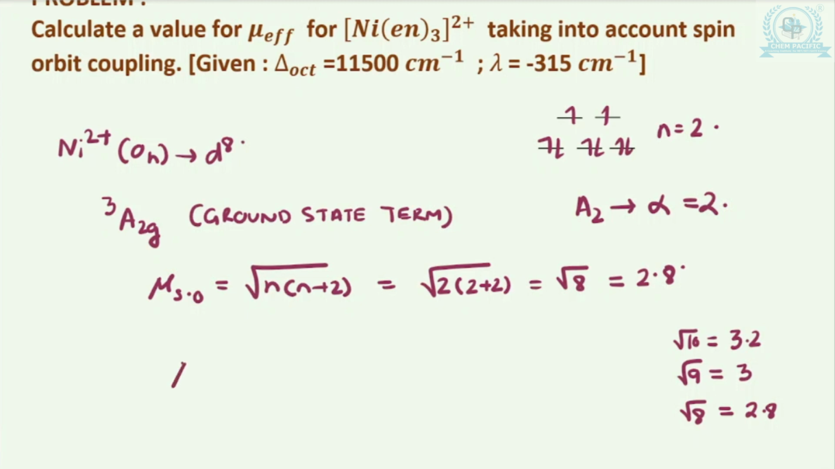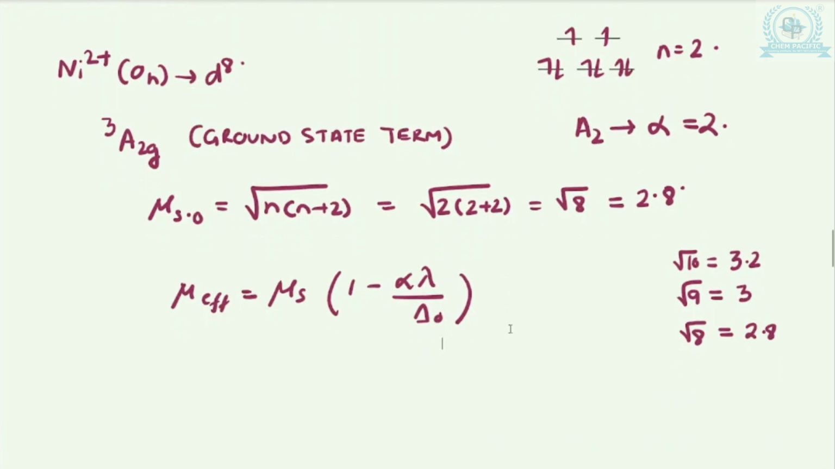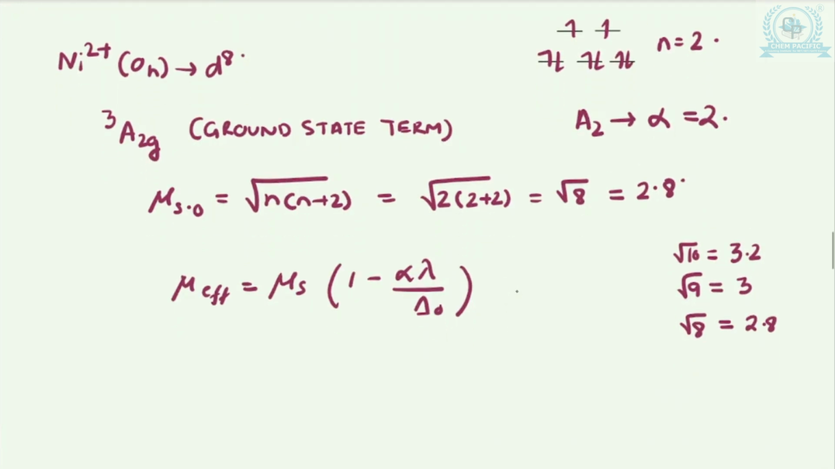Now as per the formula, mu effective we have already seen. As per the formula, you have mu spin into 1 minus alpha lambda divided by delta 0. Here also I have to give you a lot of information. Before that let us solve it. As I have already informed you, the alpha value is 2 because the ground state term is A2.